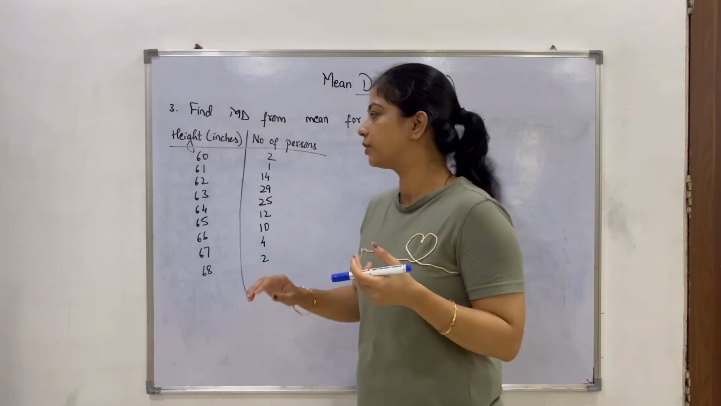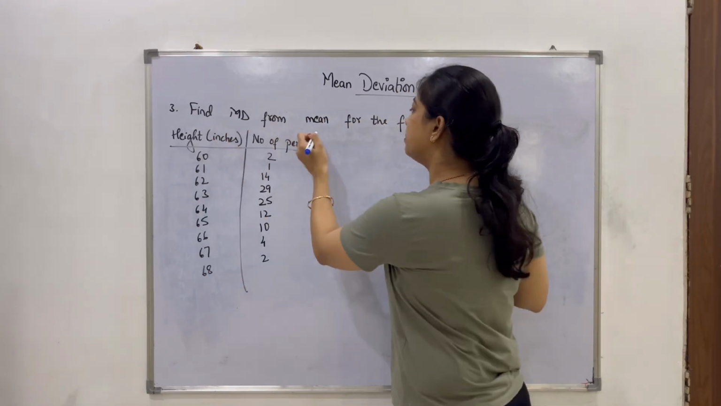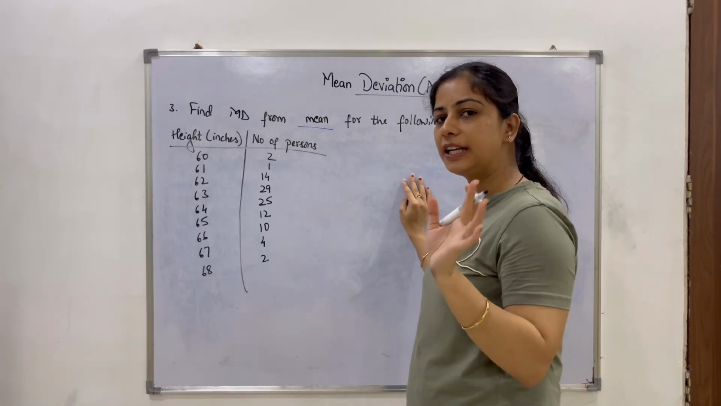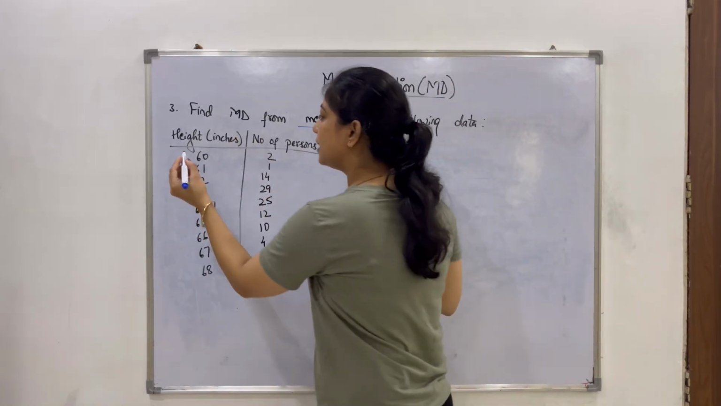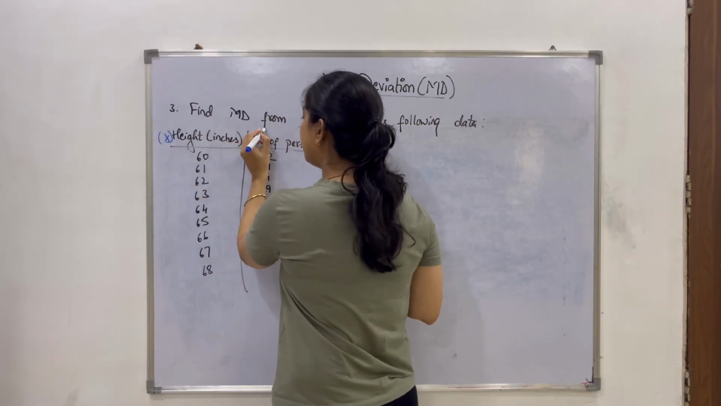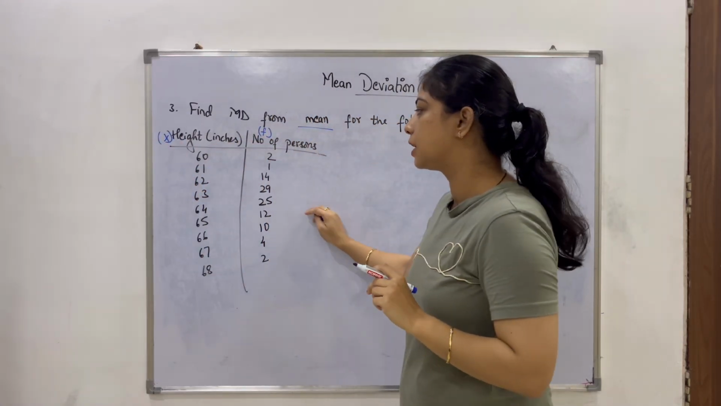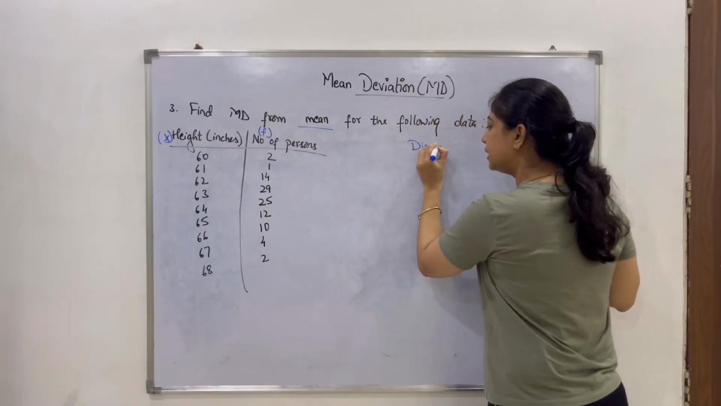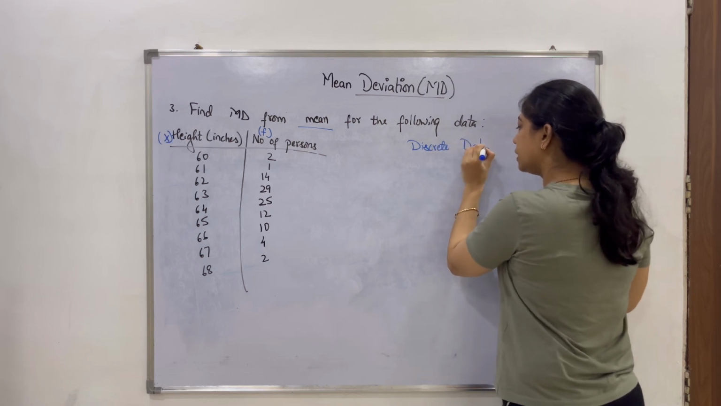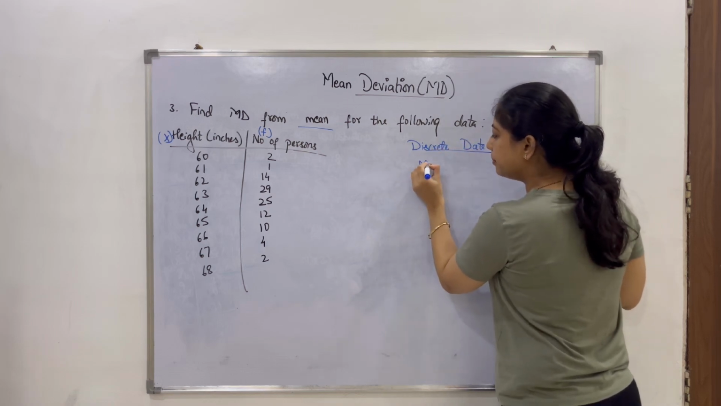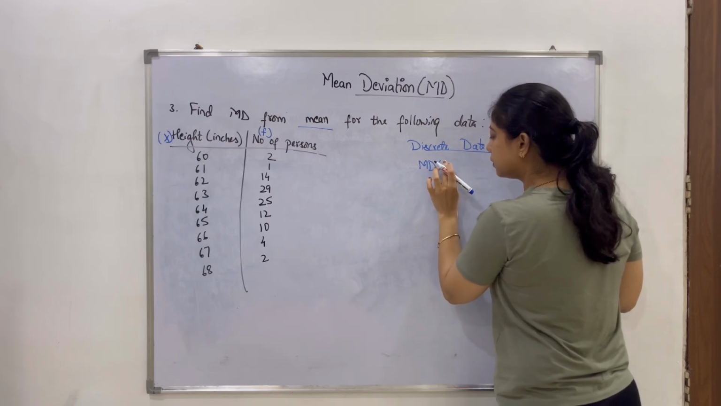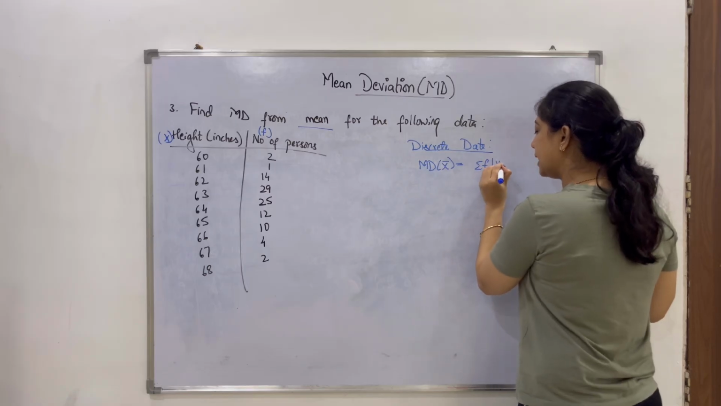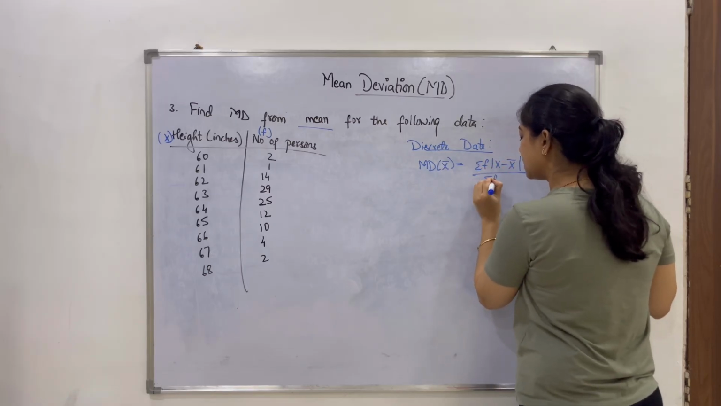Let us see the next question. Find mean deviation from mean for the following data. Again they are asking us to find mean deviation from the mean, but the data is different this time. Here we have x values given to us, x column, and we have frequencies, number of persons given to us. So when we have x along with it, that is called discrete data. Now the formula for discrete data will be mean deviation of mean is equal to summation f into |x minus x bar| divided by summation f.